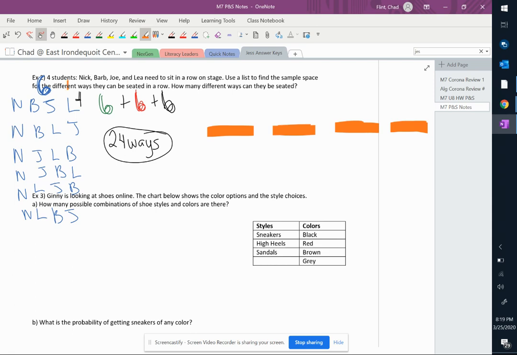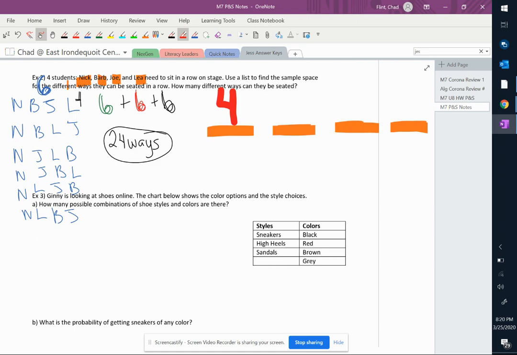If I'm picking between 4 students, Nick, Barb, Joe, and Leah, how many students do I get to choose from for that first seat? Well, I can choose from 4. I can choose Nick, Barb, Joe, or Leah. So I can have 4 choices for that first one.